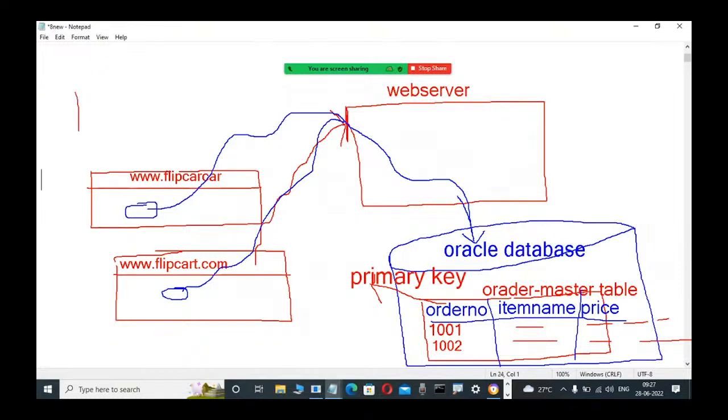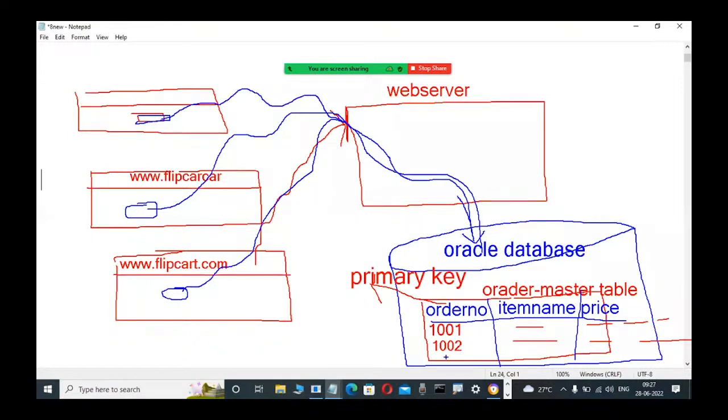Again, some other fellow is also opening the same website and also booking the same item. For example, a different item is also possible, but in this case I'm saying the same item. This web browser connects to the web server, which connects to this database server. In this case, automatically generated is 1003, a different order number, roughly. And the item name is the same, the price is the same, and also some details.